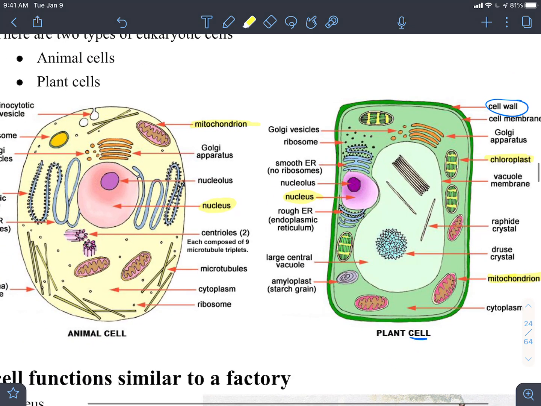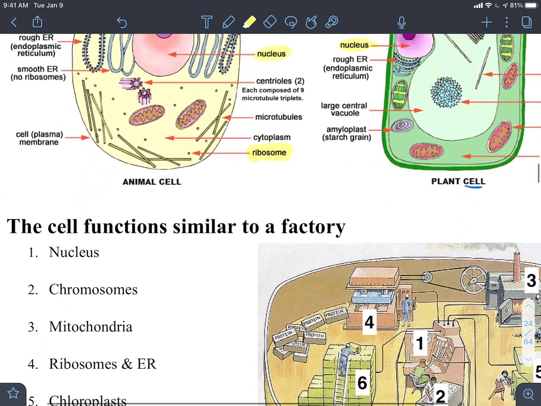And then we also have the ribosomes, which we also noticed in the previous example. You'll notice that ribosomes are also indicated in our prokaryotic cells. So those are all three or four various features that are very important to the structure and function of the cell. All right.